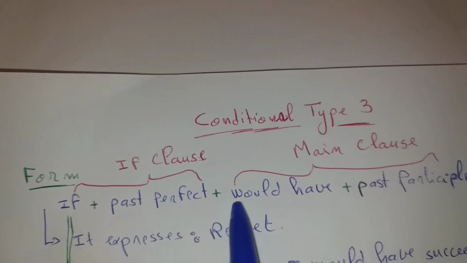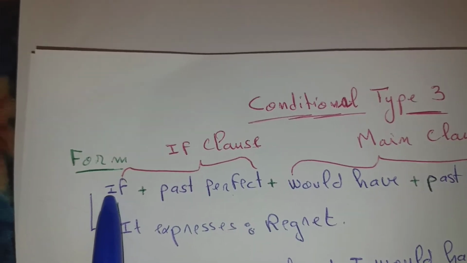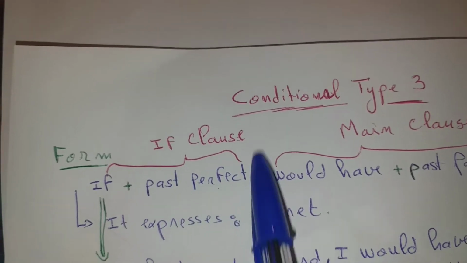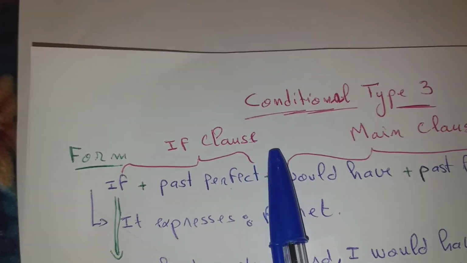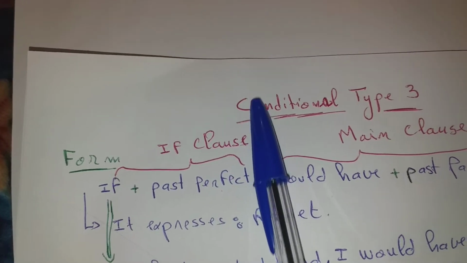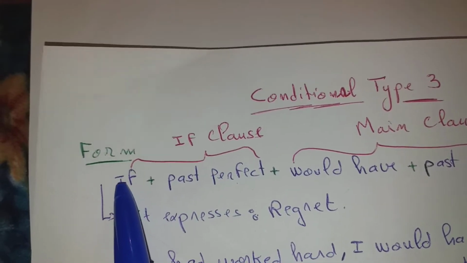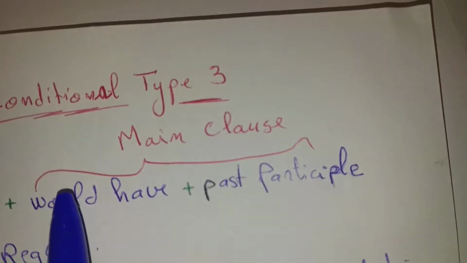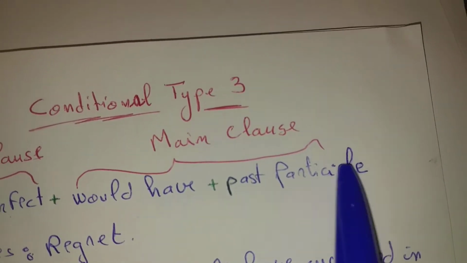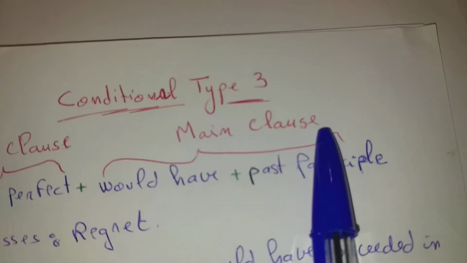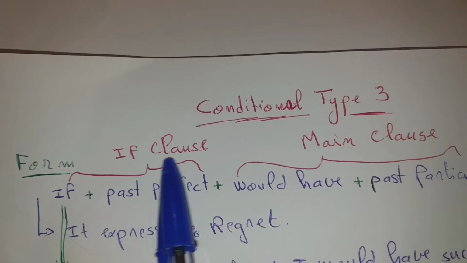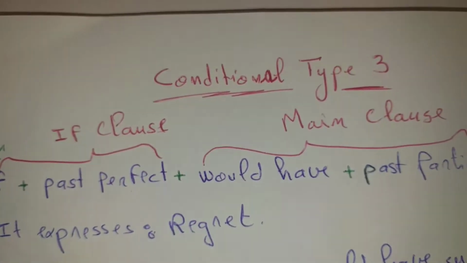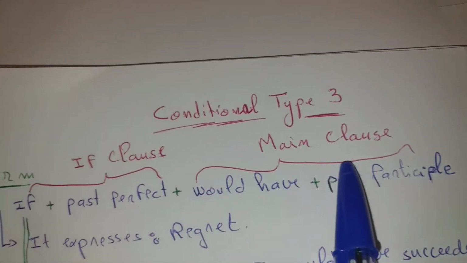We have the first part and the second part. The first part starts from if and then plus past perfect. This is the first part and it is called if clause, because it starts with if. Then we have the second part. It starts with would have plus past participle. Then it is called the main clause. So the first part is called if clause and the second part is called main clause, which means we have two parts.